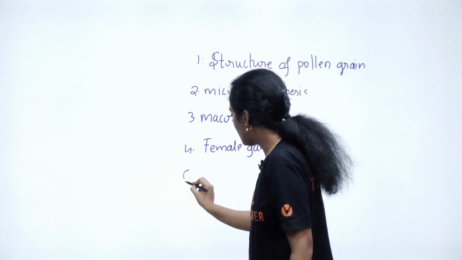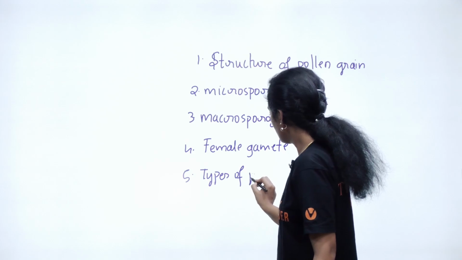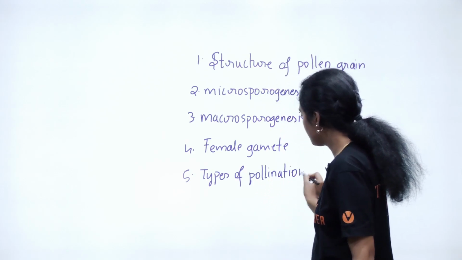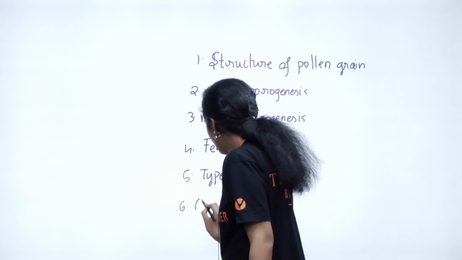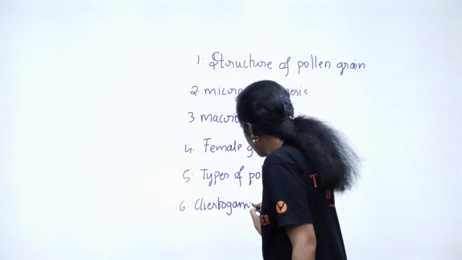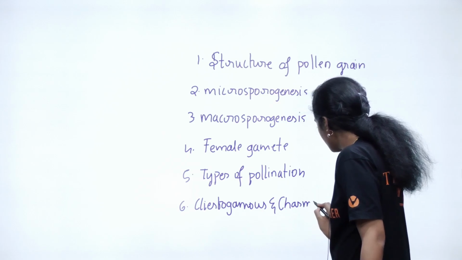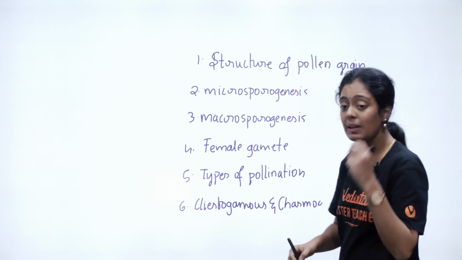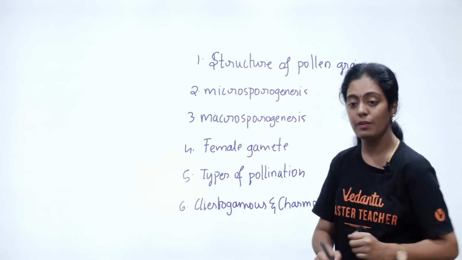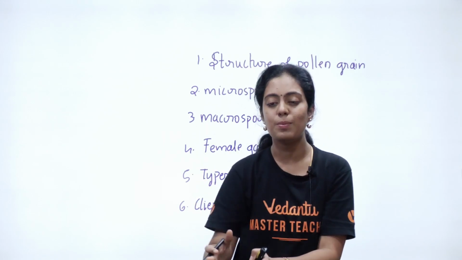Then types of pollination. Everywhere please learn the examples. Then you have the difference between the two kinds of flowers. This is also very important. Read this much, and any question they ask from this part will be done.